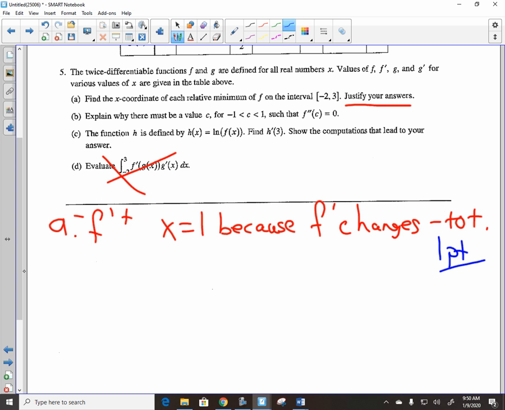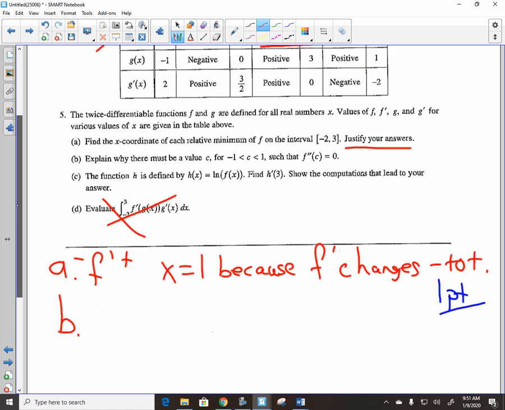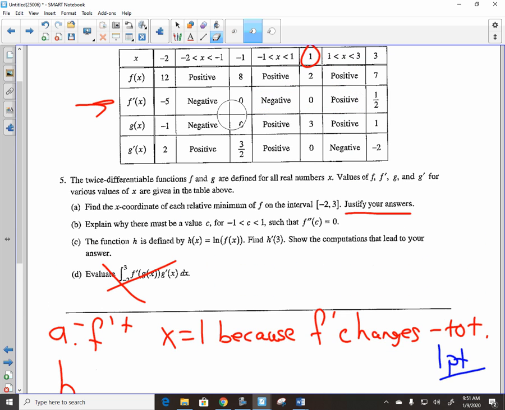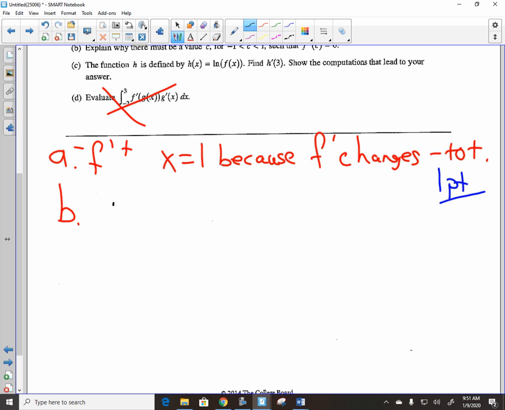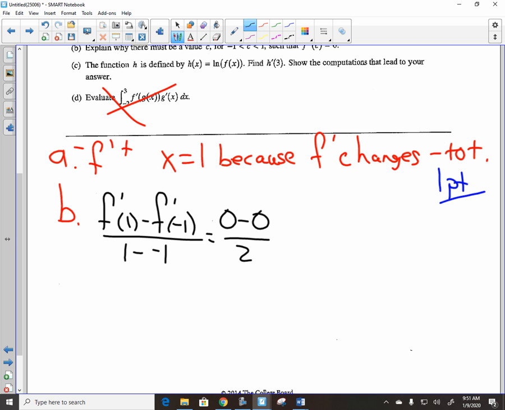There's a few more to get. If we look at example B here, B says explain why there must be a value c between -1 and 1 such that the second derivative is equal to 0. Well, the second derivative is the derivative of the first derivative. So you can see that f prime of -1 is 0 and f prime of 1 is 0. So if we look at that average rate of change, you have f prime of 1 minus f prime of -1 over 1 minus -1. You have 0 minus 0 over 2, which is 0. So that is the use of the mean value theorem.